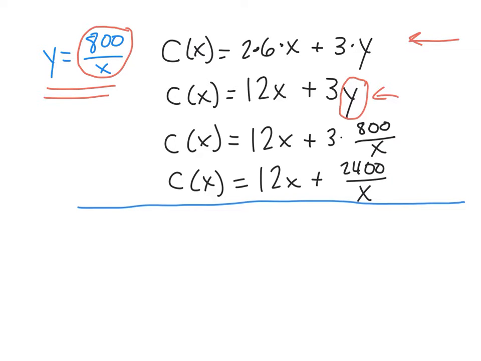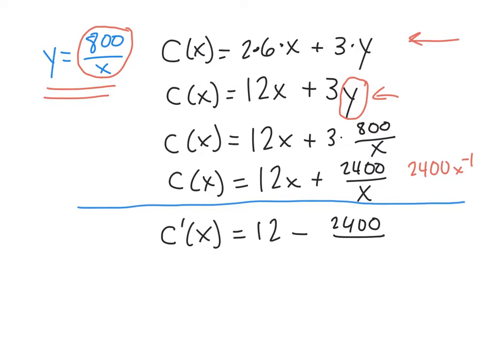So I drew that line there just so you can see that now I'm going to actually take the derivative of this thing, c prime of x. That derivative is 12, and then you can think of 2400 over x as 2400 x to the negative 1. And then when you use the power rule, that becomes minus 2400 x to the negative 2, which I'm going to write as 2400 over x squared. I'm writing it like this because it's going to be easier for me to solve this algebraically.